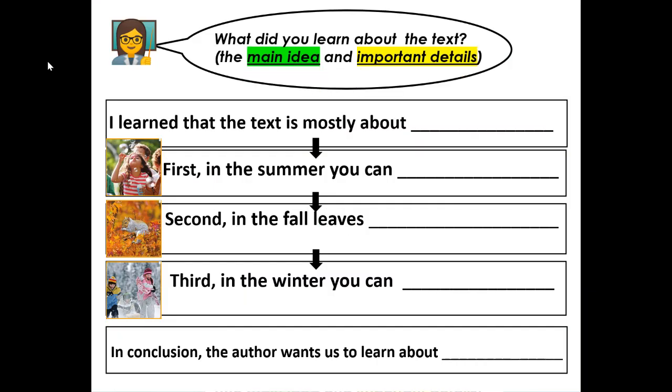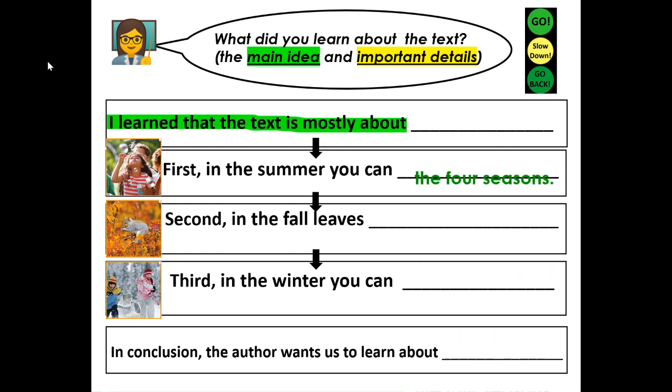So you're going to answer this question: what did you learn about the text? The main idea, that's the green, go sentence, and important details. And we're going to use our colors green and yellow. Green means go, state your topic. So I'm going to give you your topic sentence. I learned that the text is mostly about the 4 seasons.